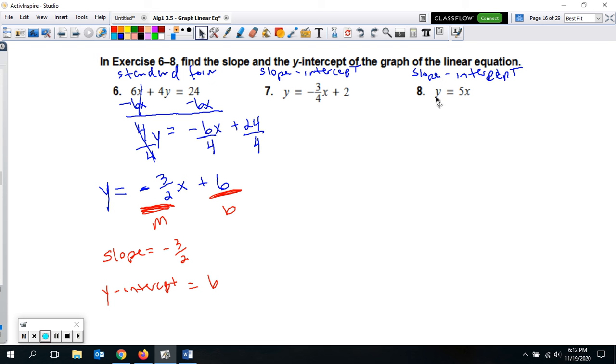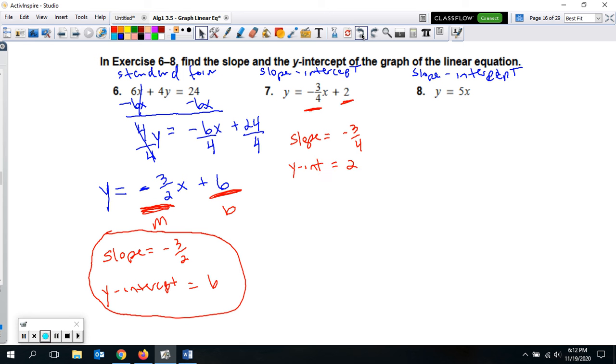All right, for 7 and 8, actually for 7, since it's like this one now, go ahead and identify the slope and y-intercept. So just pause the video, do that real quick, and then check to see if you got those right. Alright, so hopefully you paused it and wrote down the slope and the y-intercept for number 7. It should be negative 3/4 for your slope. That's your m. And then the b is right there, 2, so your y-intercept should be 2. So that's what you should have for number 7.